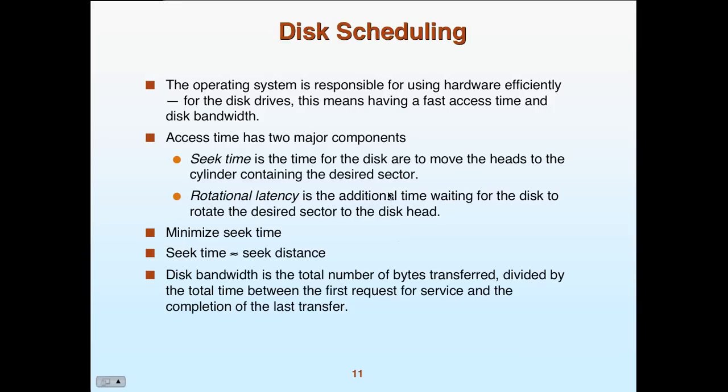So let's talk about disk scheduling. Let's go back to the local area network. I'll get off the cloud for a second. The operating system is responsible for using the hardware efficiently for the disk drives themselves. This means having fast access time and bandwidth. So having great disk bandwidth and access time.